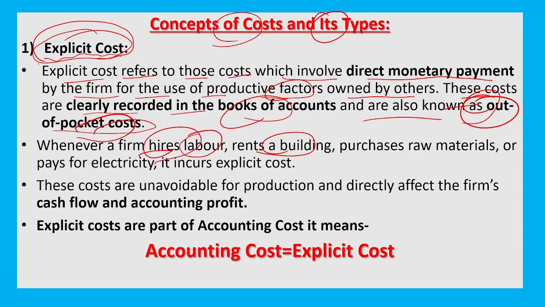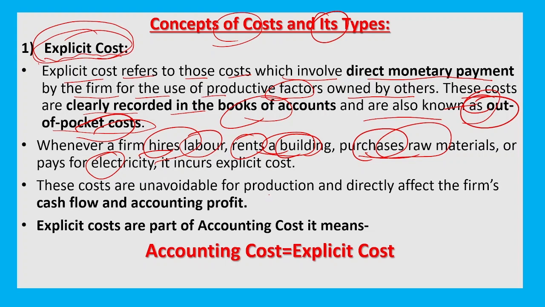If you have taken a building on rent, you are not owning the building, you'll have to pay the rent. Then the expense that you have incurred as rent will be considered as explicit cost for the company that you are running on that particular space. If you have purchased new raw materials for production or manufacturing activity, then the expenditure behind the purchase will be explicit cost. If you have to pay electricity charges, the cost behind it is explicit cost. So I hope it is clear to you.